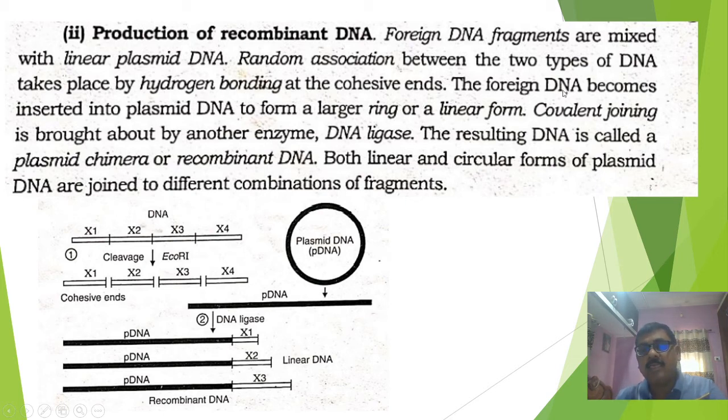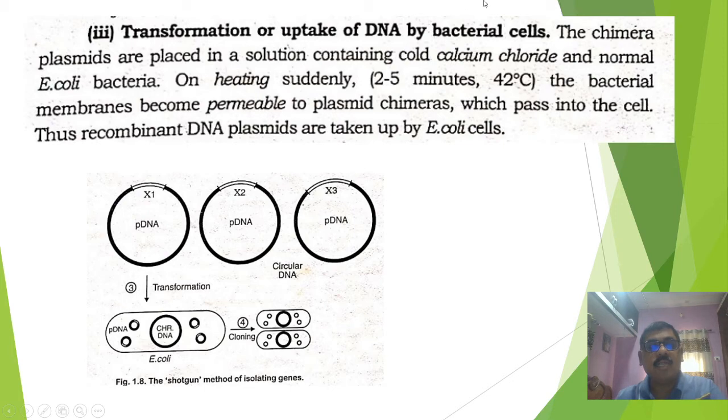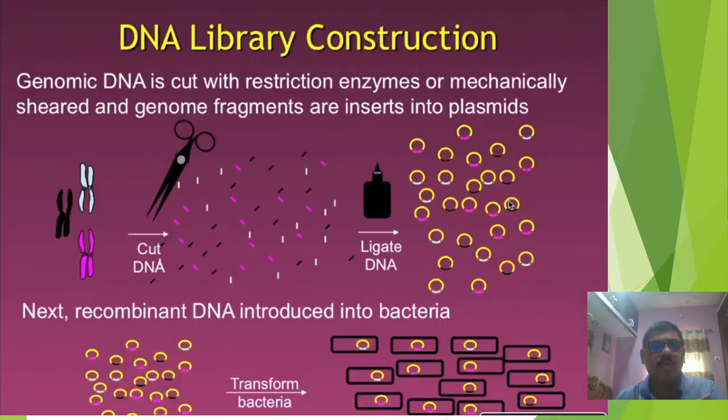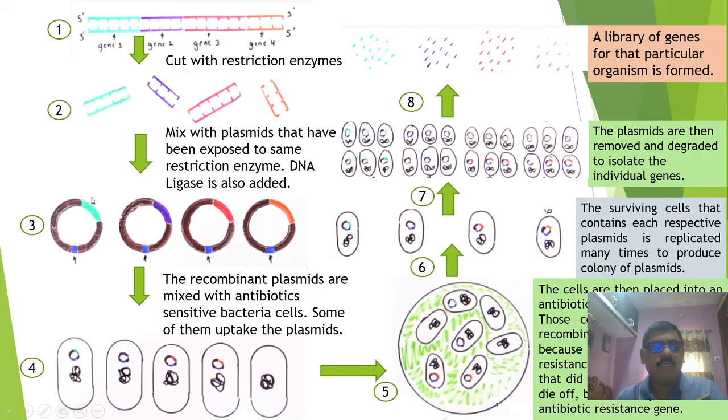Both linear and circular forms of plasmid DNA are joined to different combinations of fragments. And after that, these are the chimeric DNA or recombinant DNA molecules. This is a plasmid DNA, and this is the DNA from a particular organism from where we have to isolate the gene. And this is X1, X2, X3 that we have already discussed in the colorful diagram. This is level Y, this is X1, X2, X3, X4.